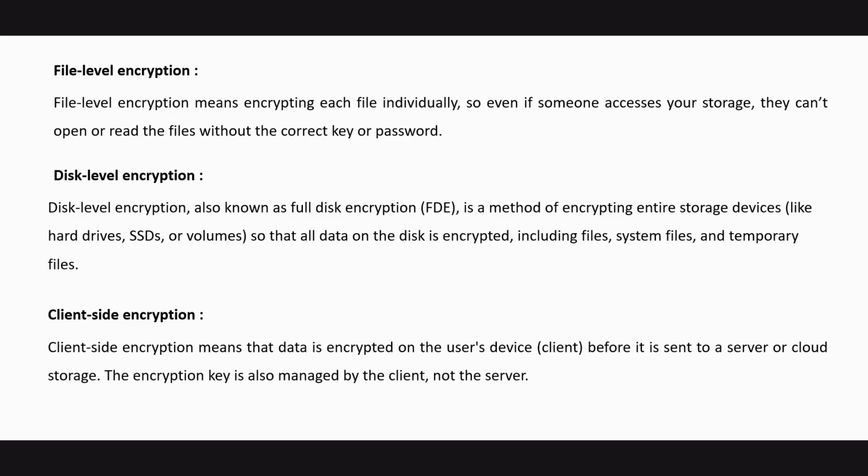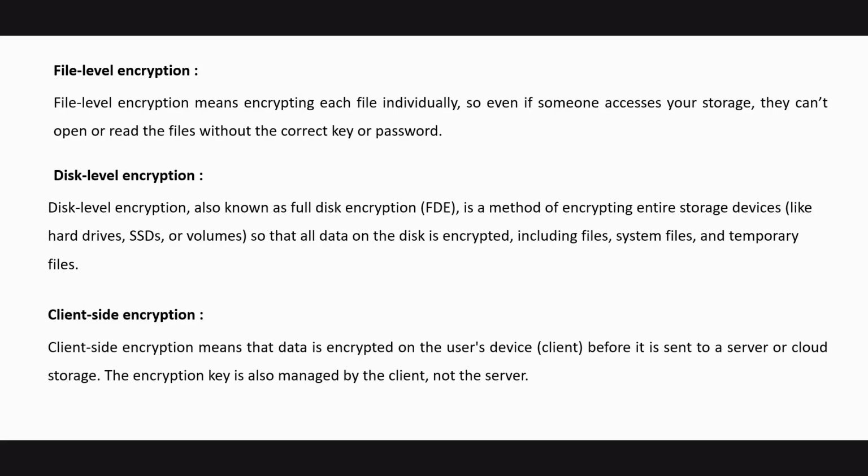Then file level encryption. File level encryption is nothing but each file is individually encrypted. So if someone accesses our storage, they cannot read the files, as if they were blank. We should put the correct key to open the file, so that it is in a readable form.